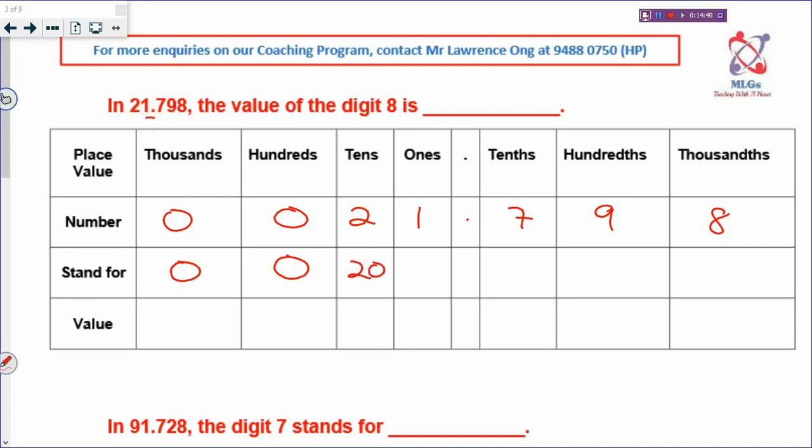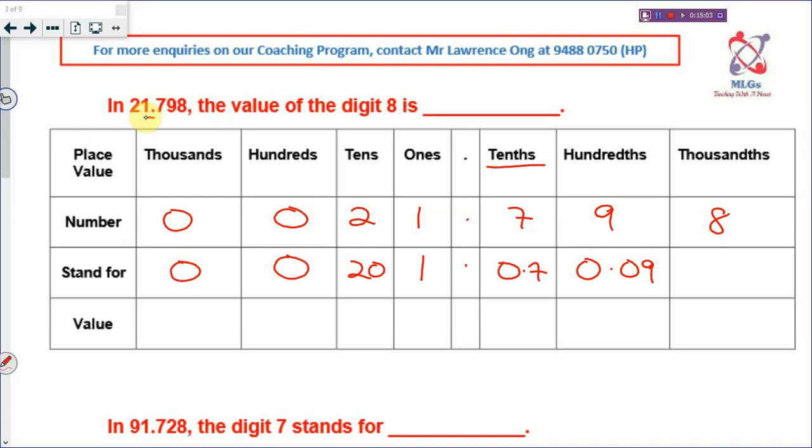20. 2 tens means 20. What does 1 stand for? Still 1. Decimal point. And what does the digit 7 stand for? 0.7 or 7/10. And the digit 9 stands for 0.09. So you just have to make sure that if you are asked to write down what it stands for, you have to write one decimal place.